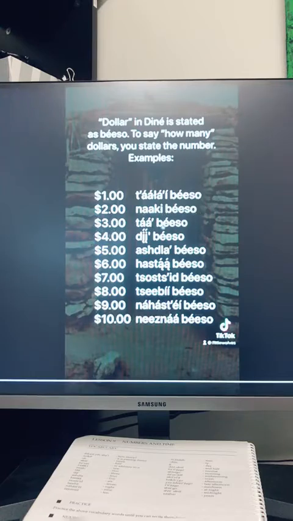$3, tra peso. $4, din peso. $5, ashla peso. $6, hastran peso. $7, tostid peso. $8, tebi peso. $9, nahast a peso. $10, nezna peso. So as long as you know your numbers, you're going to be good to go, because all you have to do is add peso to the end of the dollar amount. Okay?